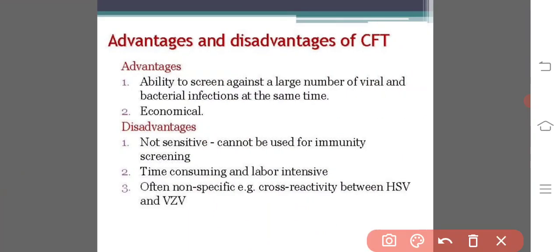Advantages and disadvantages of the CFT. See the advantages: ability to screen against a large number of viral and bacterial infections at the same time, and it is moreover economical. And see the disadvantages: it is not very sensitive, cannot be used for immunity screening, time consuming and labor intensive, often non-specific, for example, cross reactivity between HSV and VZV. So these are the advantages and disadvantages of the CFT.